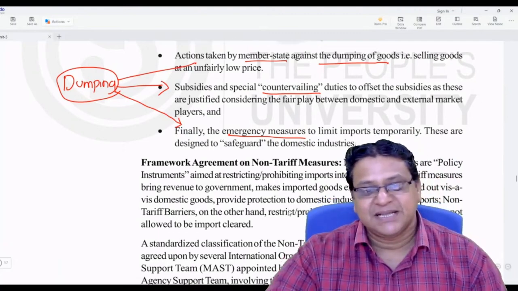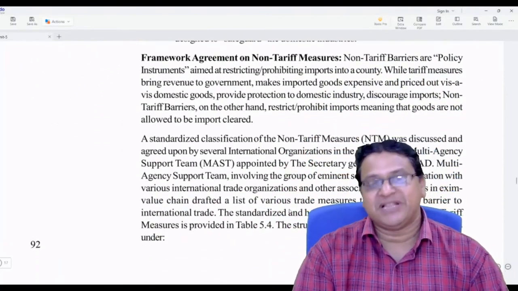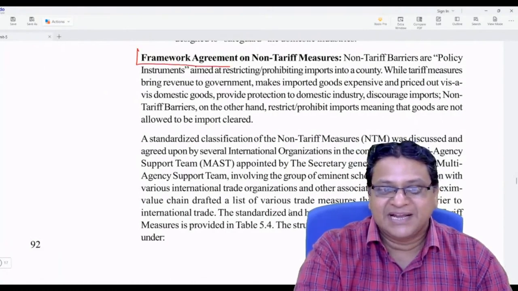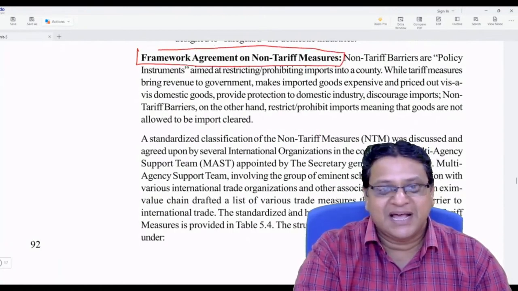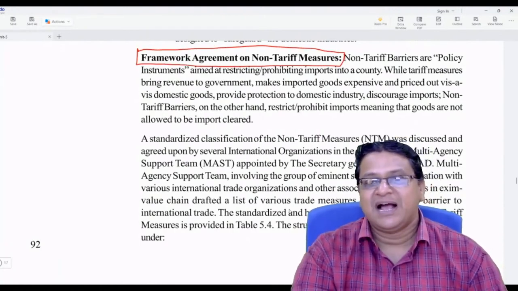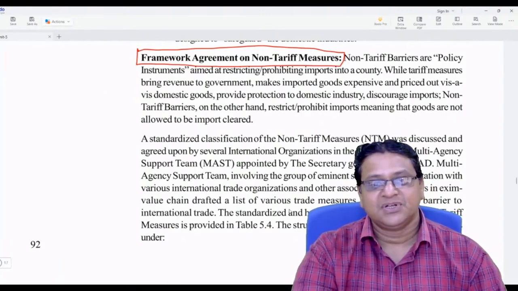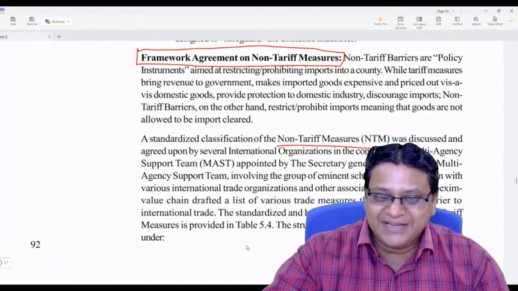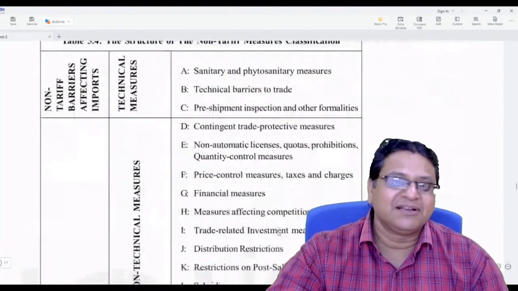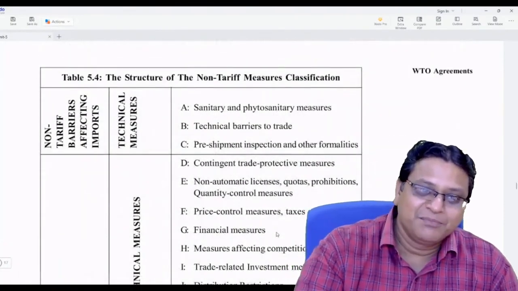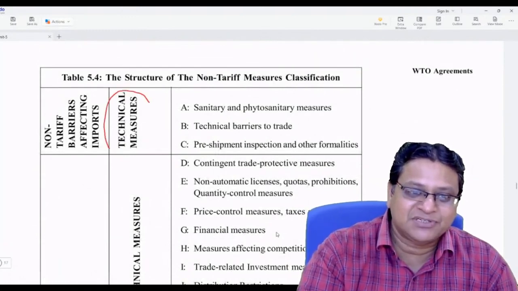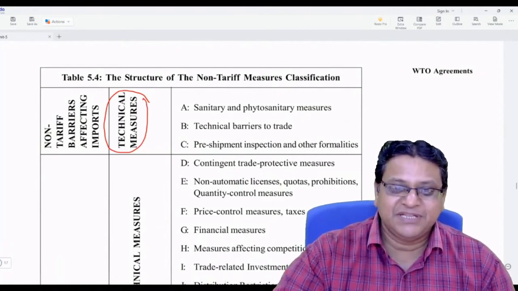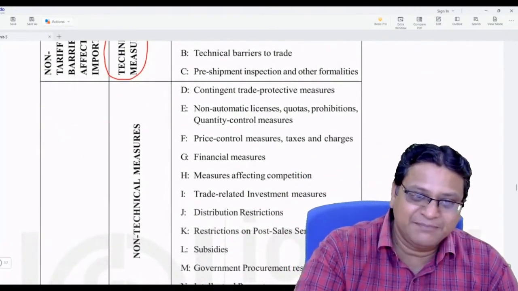Next agreement is the framework agreement on non-tariff measures. I have already discussed there are two types of barriers. One is tariff barriers, another is non-tariff barriers. Tariff barriers are in the form of tax, whereas non-tariff barriers are non-tax barriers. In this case, the non-tariff measures are discussed. The non-tariff barriers are analyzed in these agreements. The non-tariff barriers may be of three types: technical measures, then financial measures or non-technical measures.